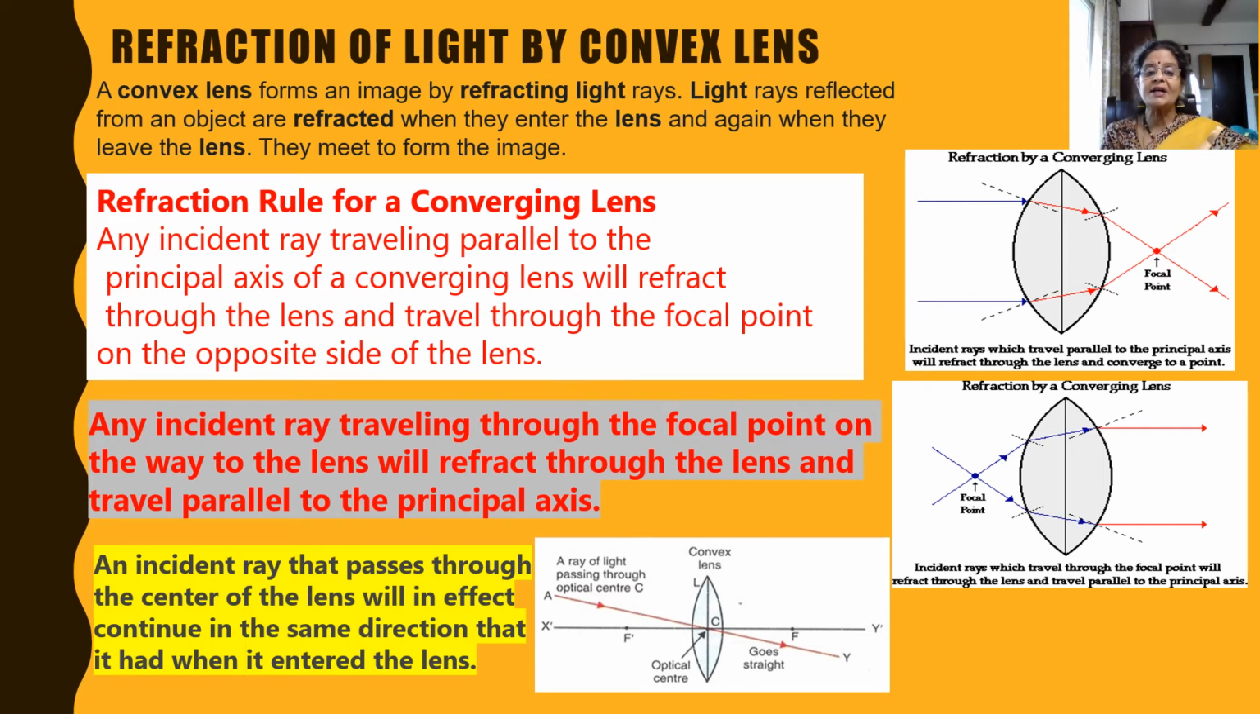The third rule says that an incident ray that passes through the center of the lens will in effect continue in the same direction that it had when it entered the lens. So these are the three rules for the refraction by convex lens.